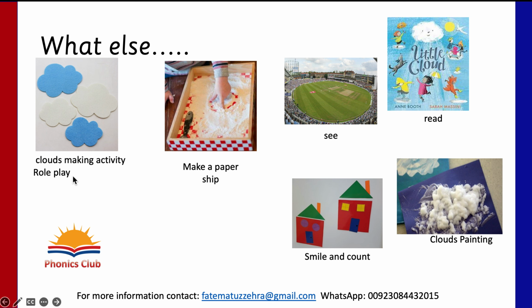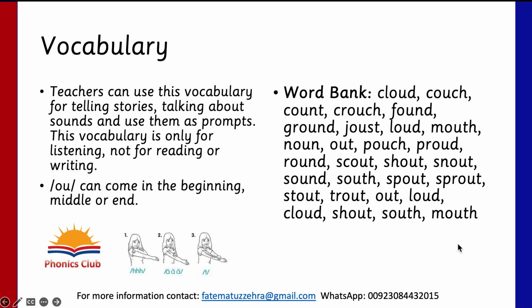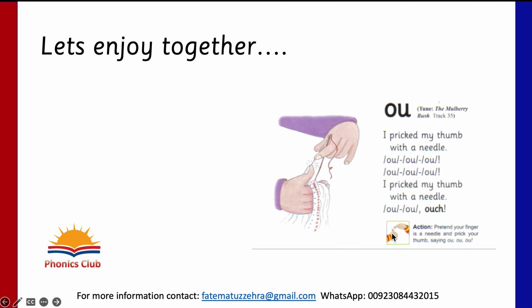Okay, cloud making activity. They can do the role play of clouds. They can see the ground, read the storybook of Little Cloud, make paper clouds as well, smile and count the houses, do cloud painting. In the vocabulary word bank: cloud, couch, count, crouch, found. Here most of the words have the ow sound in the middle, but in the word out the sound is at the beginning, and the ow sound is not there at the end.